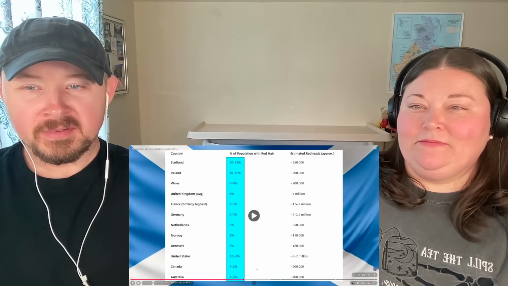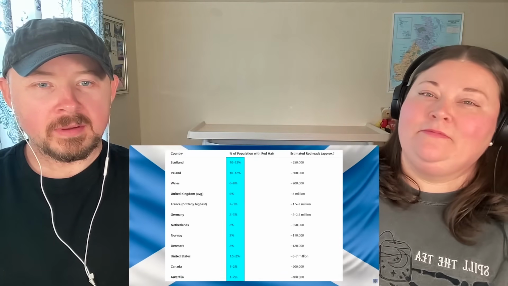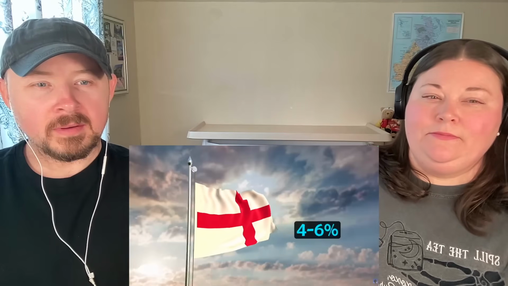Only between 4 and 6% of people in England have red hair, on the other hand. This is still higher than the global average of 1 to 2%, but obviously much lower than Scotland. Right. This disparity aligns with the idea that the red hair genetic mutations were more common in Celtic fringe populations of Britain and Ireland down through history.